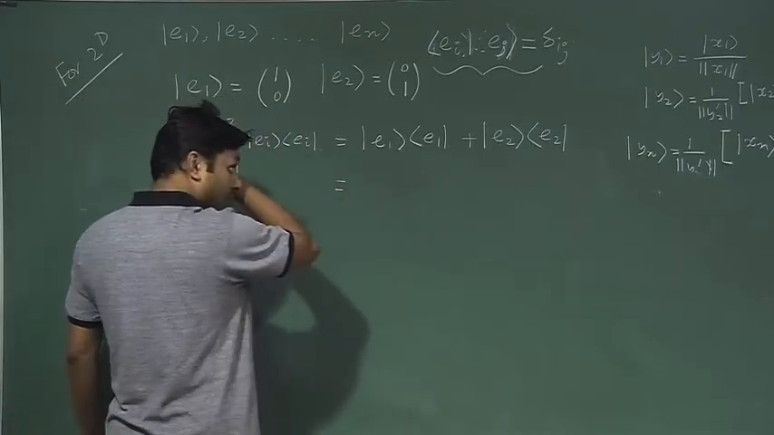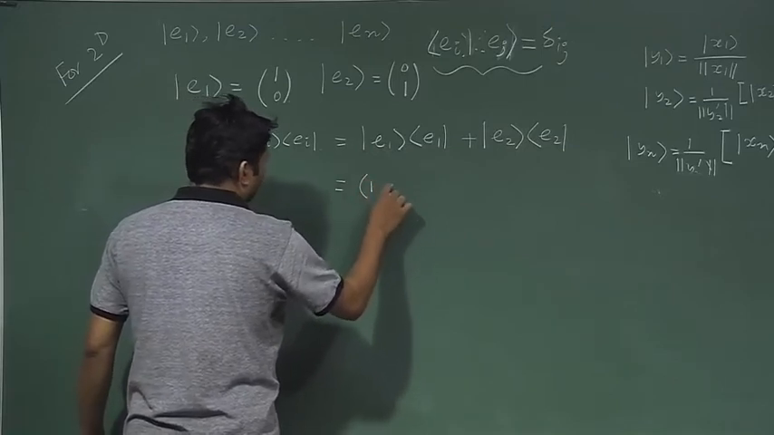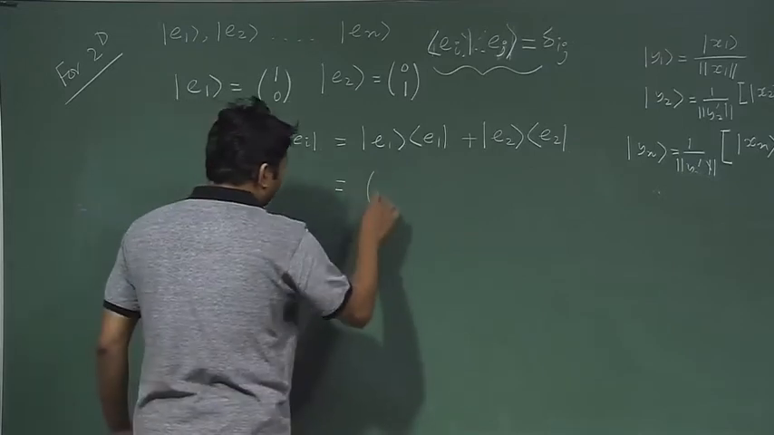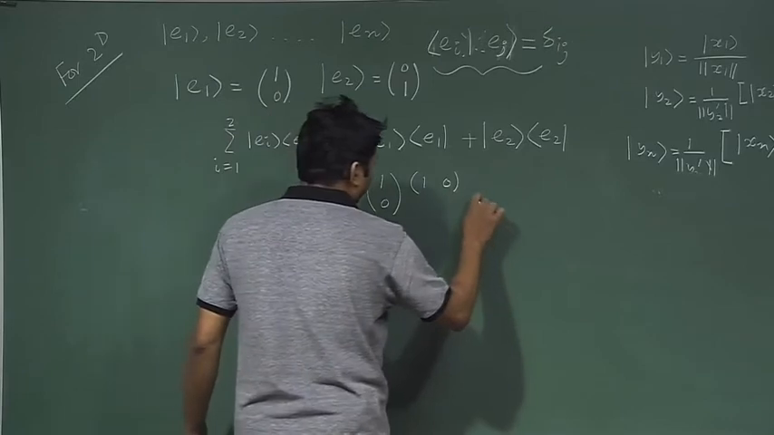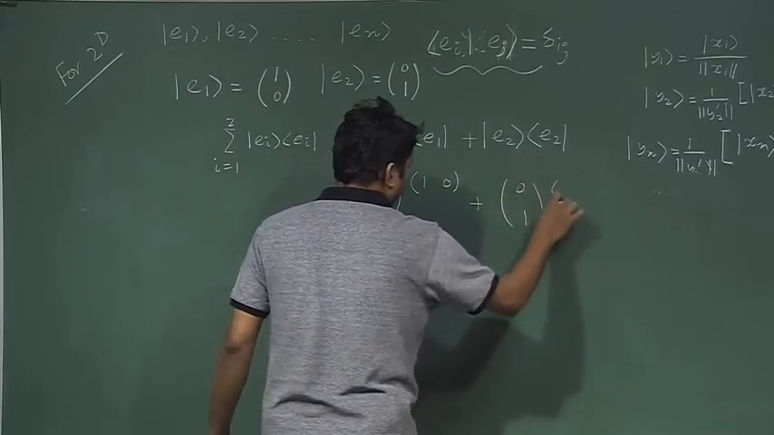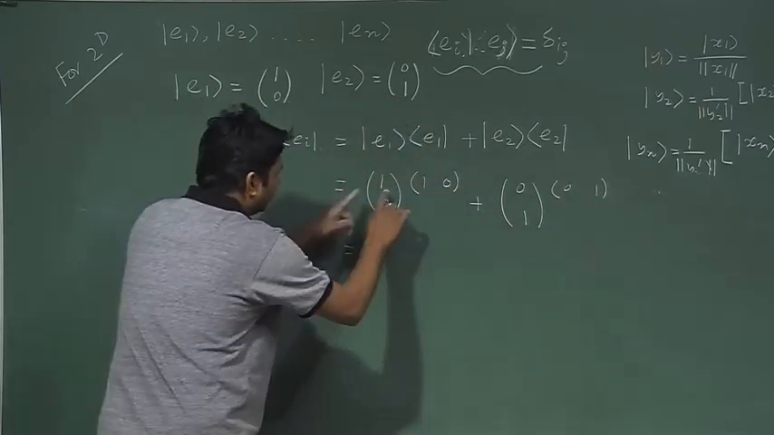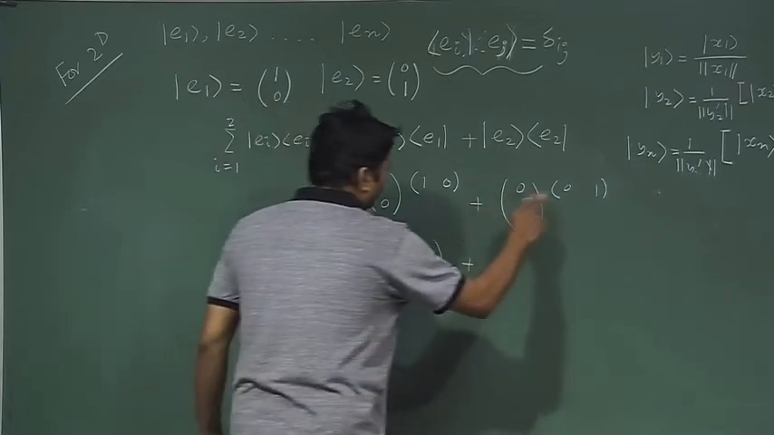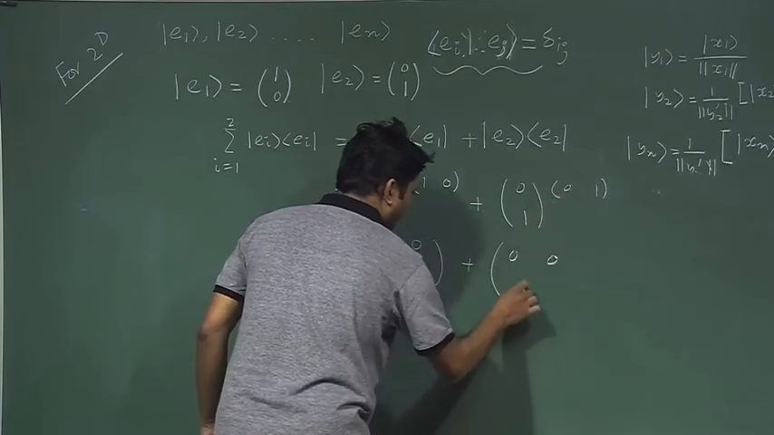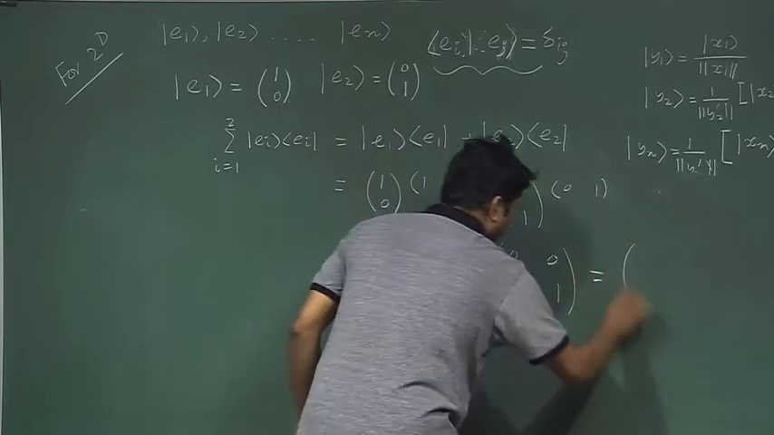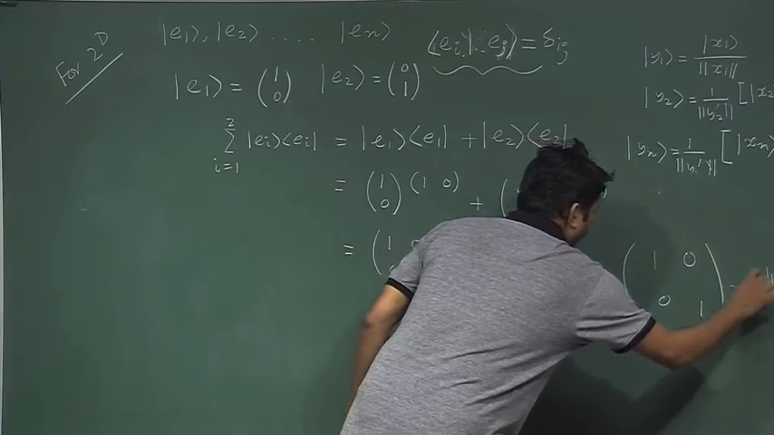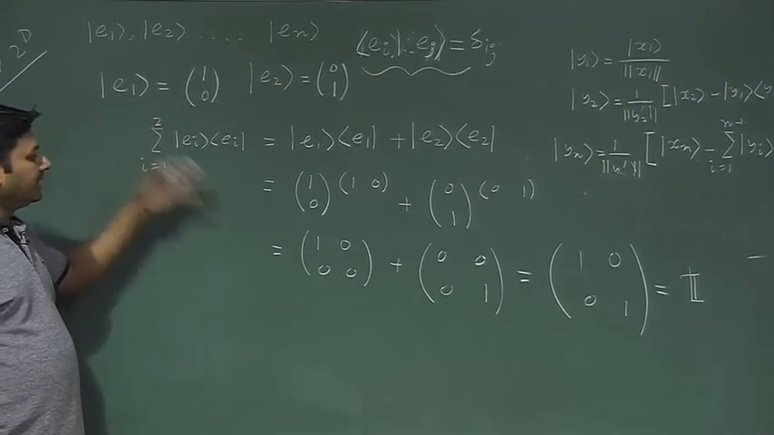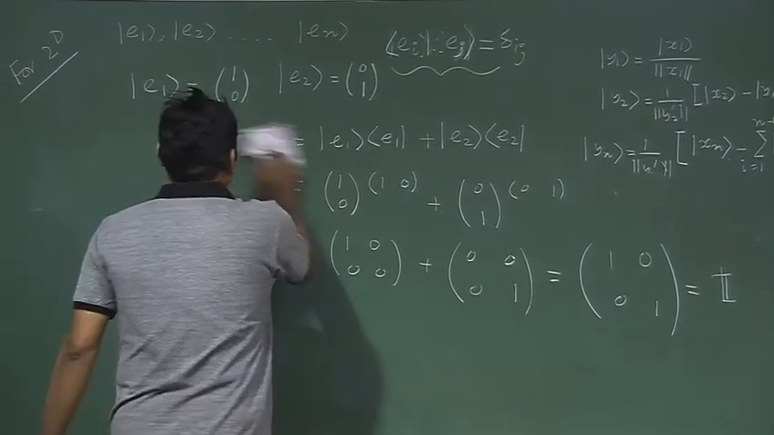Now you know how to calculate this outer product. It is (1, 0) times (1, 0), plus (0, 1) times (0, 1). My first term is 1, 0, 0, 0. My next term is 0, 0, 0, 1. If I add, I am getting just 1, 0, 0, 1, which is nothing but the unit matrix of order 2, because I am taking just second order. If you do that for 3D, you will also get 1, 1, 1 on the diagonal, and so on. So I can show that they are forming these things.